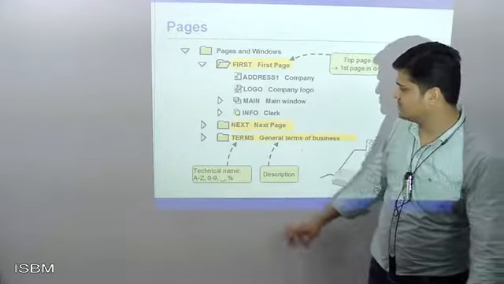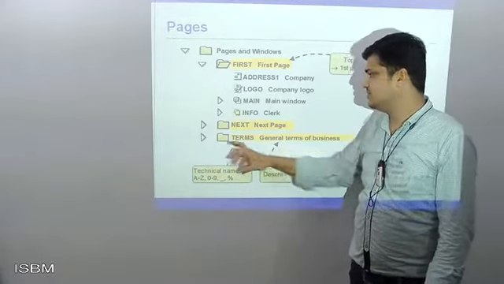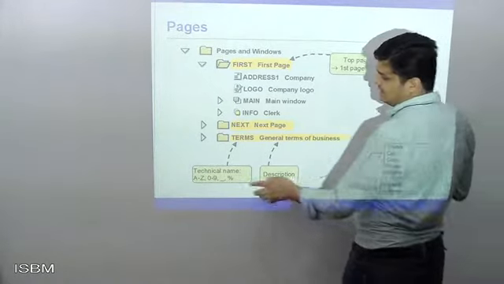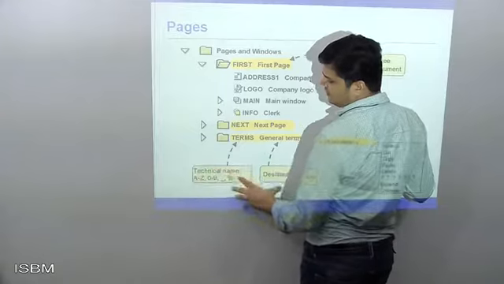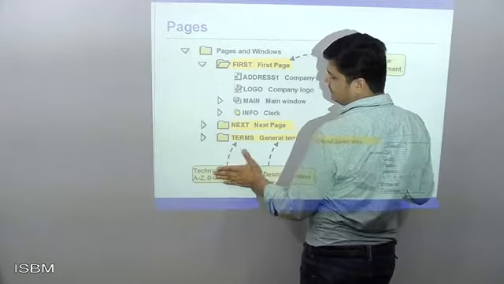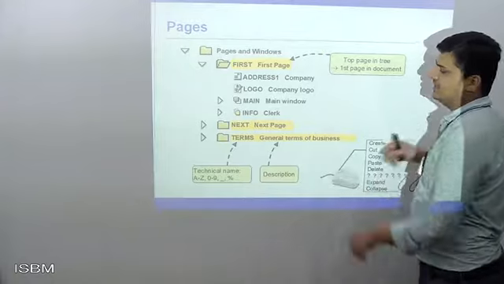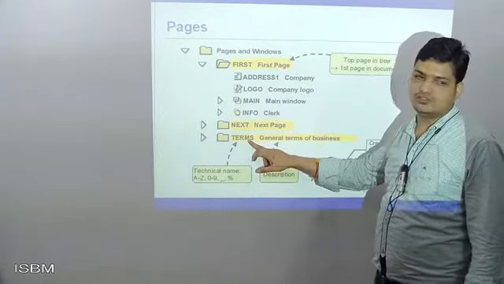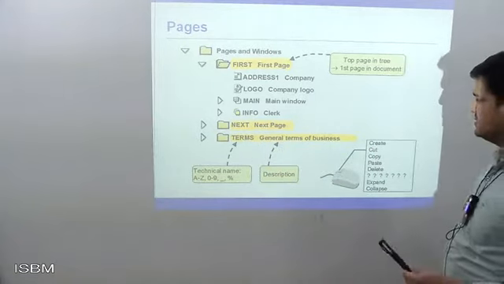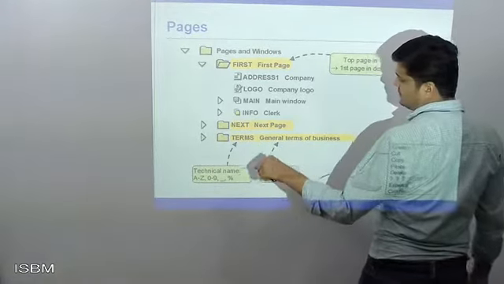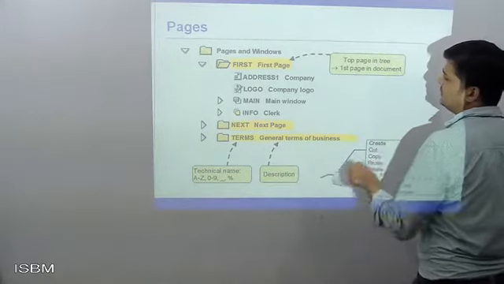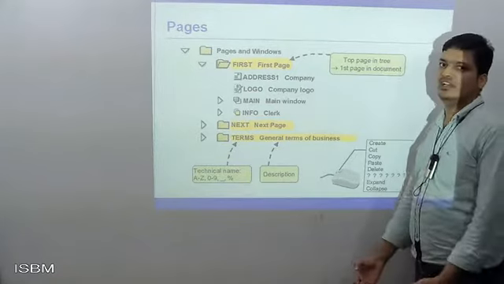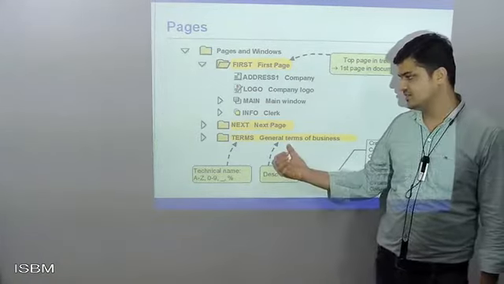And terms, general terms of a business. In the general terms of a business, if you click over here, it will expand. So it will give you your technical name A2Z 029, whatever you want. This is the way you can give the technical name over here, and you can give the description. Just like we have given here terms, because in the footer most of the time we need terms and conditions. So we have given the value of terms over here, the general terms of a business, whatever terms and conditions the customer is using in the business. So the terms and conditions we are writing over here.